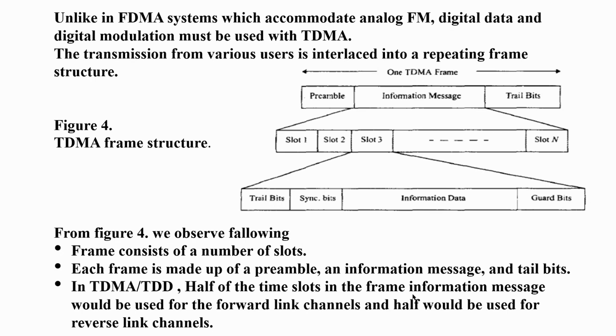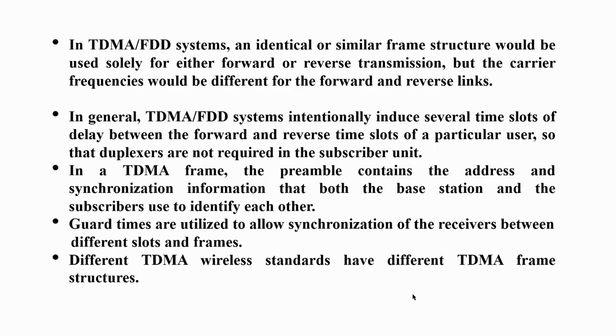So this is the TDMA frame format, which is represented in the figure. One TDMA frame consists of a preamble, then information bits, and at the end it has trail bits. Each of the information bits is again divided into n slots. Each slot consists of trail bits, synchronization bits, information data, and guard bits. So this is the frame structure of one TDMA frame. Here the preamble contains the addresses and the synchronization information, because the data are transmitted as bursts and in a cyclic manner.